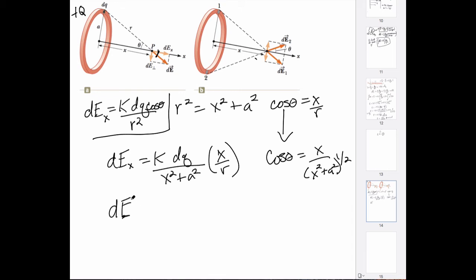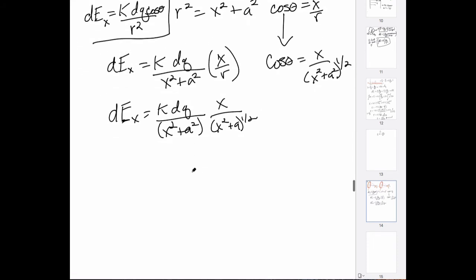the differential E field in the x direction is equal to k times dq, still haven't gotten rid of that, divided by x squared plus a squared. Let's put in parentheses, so it'll be easier to deal with what we're doing in a minute here. And then x over x squared plus a squared to the 1/2. So I know you guys are better at algebra than I am, so you can see I can combine these two things in the denominators here into, here, let's actually rearrange the top a little bit too. So I've got k times x times dq.